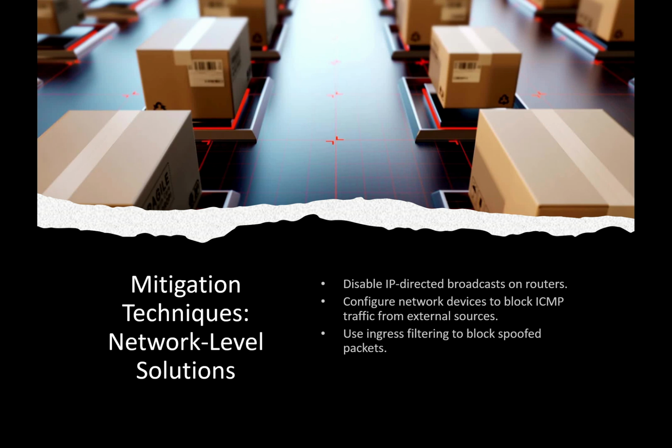Mitigation techniques. Network level solutions. At the network level, we can mitigate Smurf attacks using the following techniques. Disable directed broadcast. Configure routers to reject broadcast packets, preventing the amplification effect. Filter ICMP traffic. Use a firewall to block untrusted ICMP traffic from reaching internal networks. Ingress filtering. Prevent packets with spoofed IP addresses from entering the network. These measures target the attack at the source, stopping it before it reaches the victim.